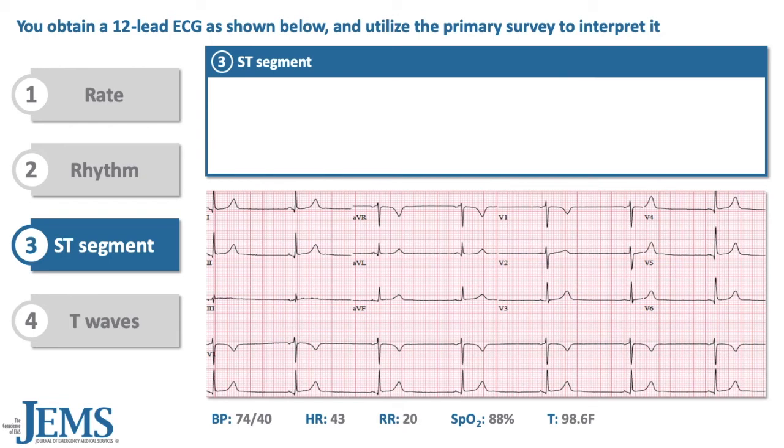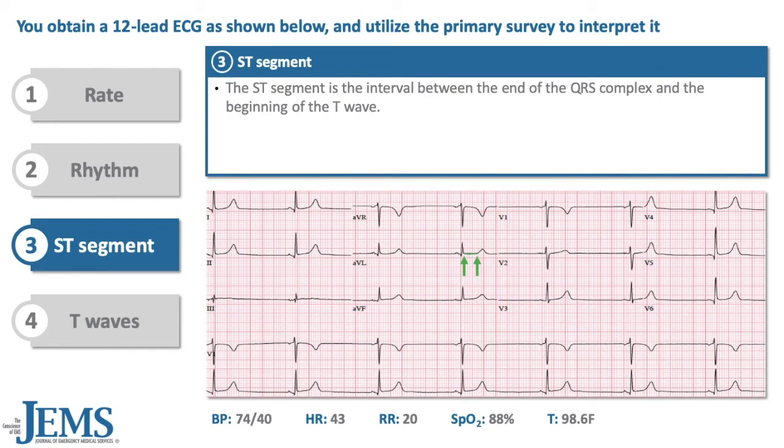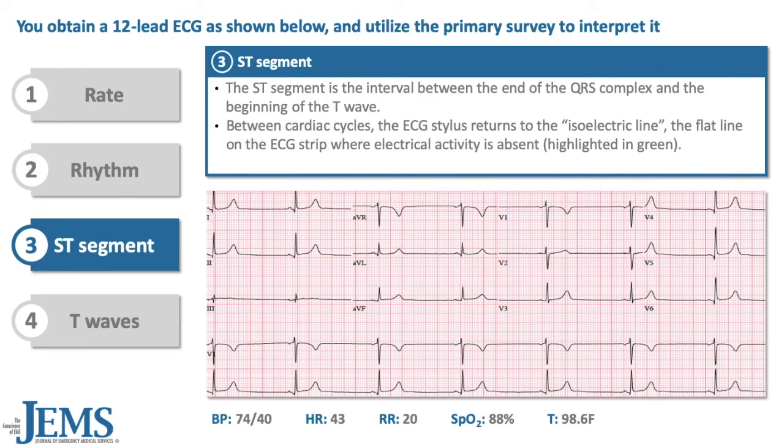Now we will take a look at the ST segments. The ST segment is the interval between the end of the QRS complex and the beginning of the T wave. Between each QRS complex, the ECG stylus should return back to the baseline, or isoelectric line, which is the flat line between the end of the T wave and the beginning of the P wave. We'll compare our ST segments to the isoelectric line in each of these leads, which we'll highlight here in green.